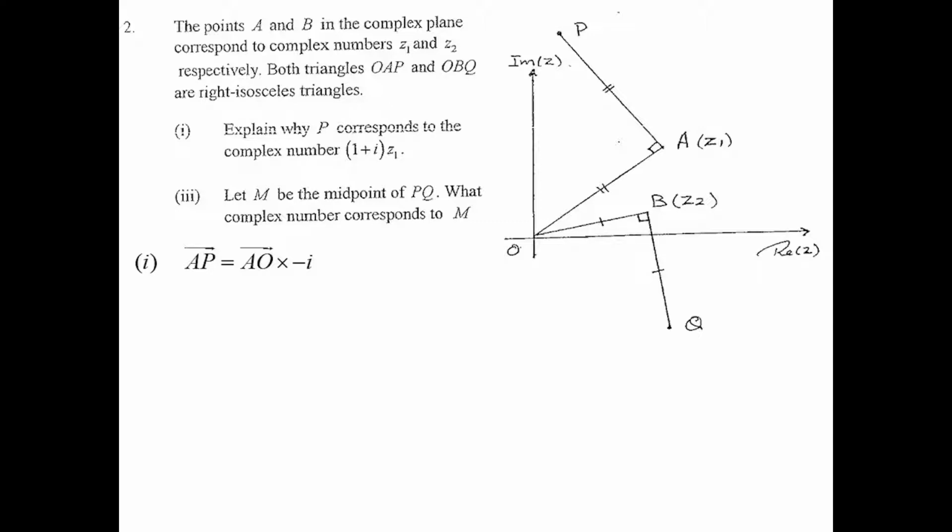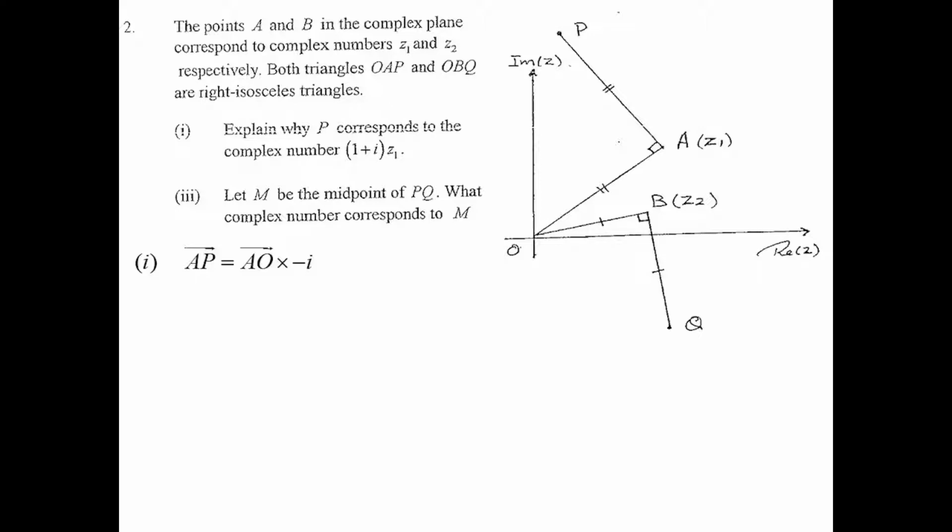And the vector AP would be the vector AO rotated 90 degrees, but this time it's clockwise I'm going rather than anti-clockwise, so I'm multiplying by negative i instead of positive i. To avoid any confusion, I can do that because it's 90 degrees I'm rotating. If it was 45 degrees, then I would have to multiply by cis minus 45, not just the negative of cis 45. They are two different things.